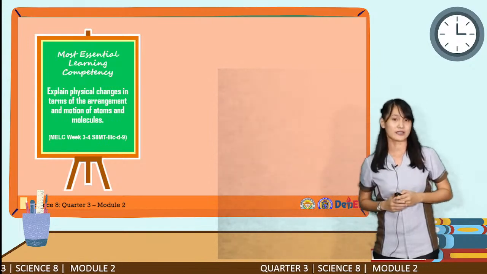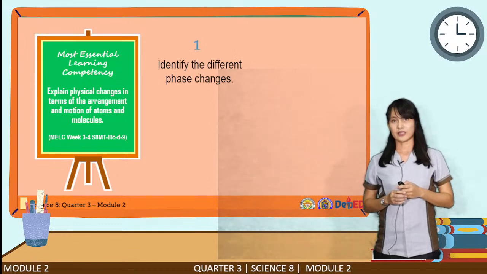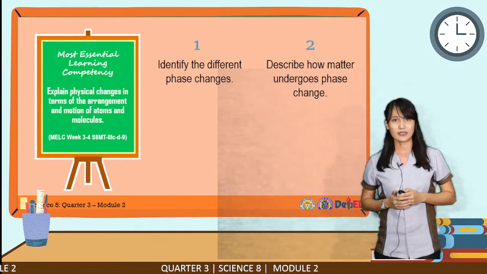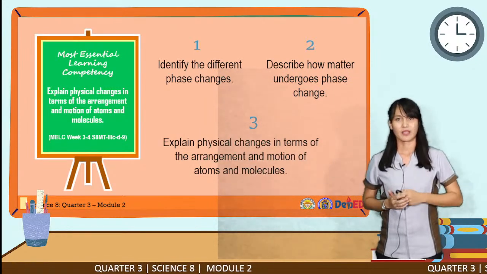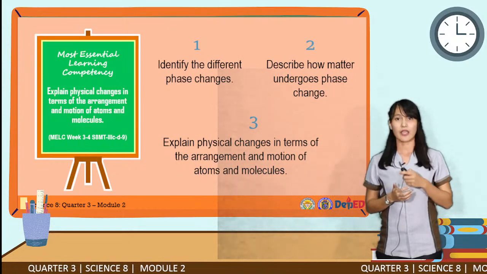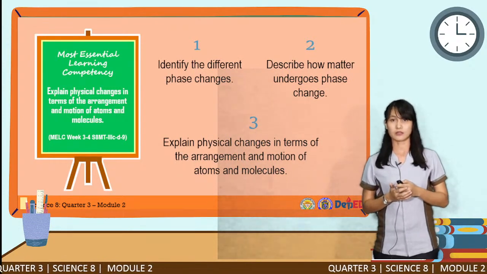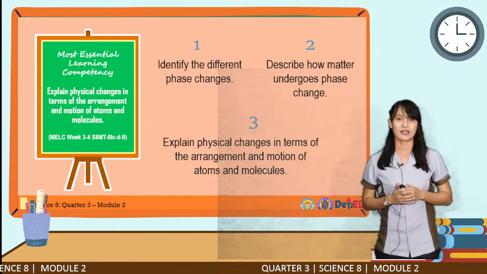At the end of the lesson, I believe all of you can identify the different phase changes. Second, describe how matter undergoes phase change. And third one, explain physical changes in terms of the arrangement and motion of atoms and molecules, which is our most essential learning competency for this lesson.